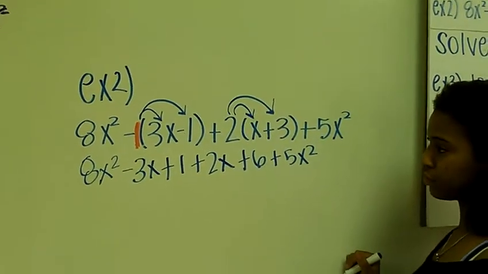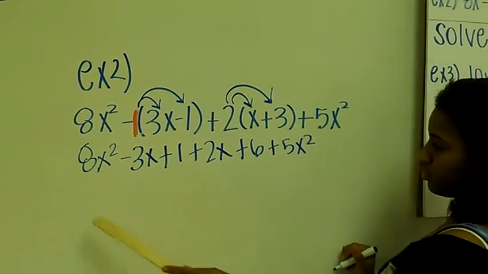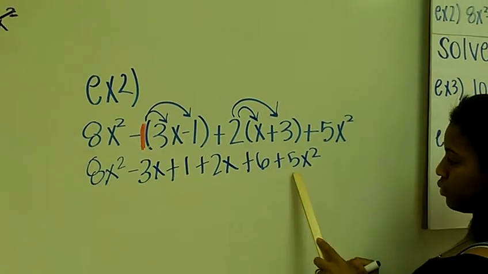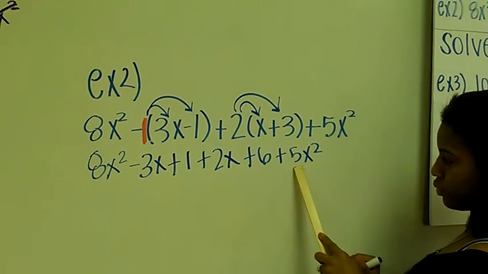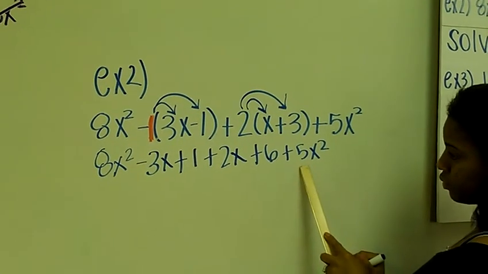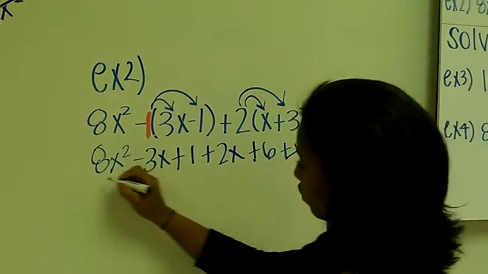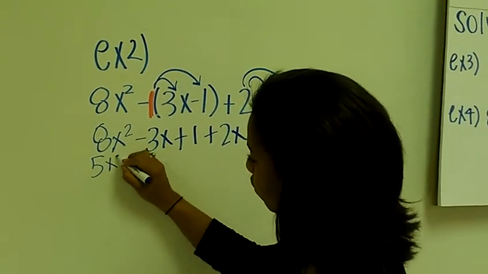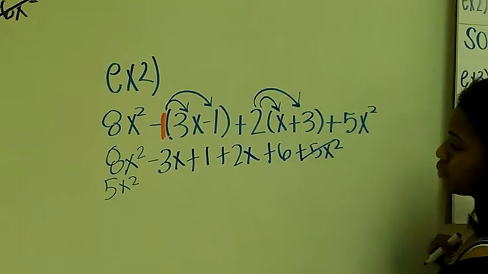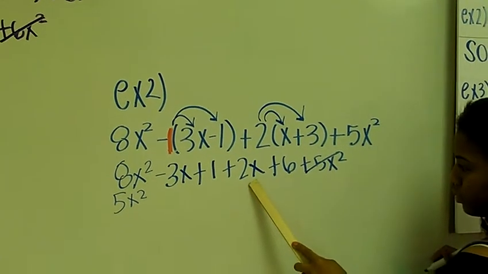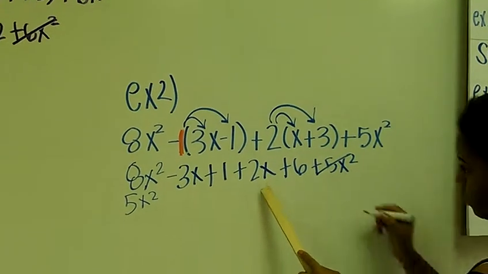Our second step is to combine like terms. We see the 8x squared, so we look for more x squared terms. And we see a plus 5x squared. So we'll stack the 8x squared and the 5x squared. Next, we see a negative 3x. Looking for more x terms, we see a plus 2x. We will stack the x's.